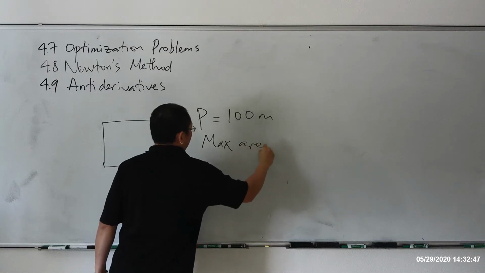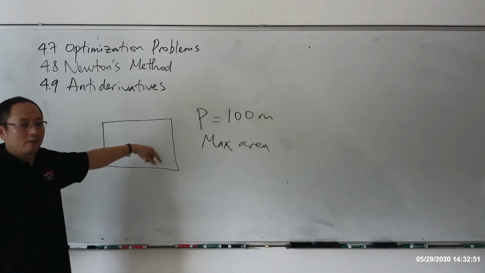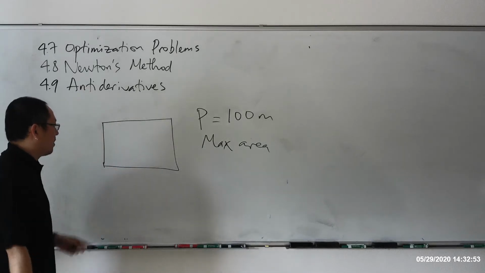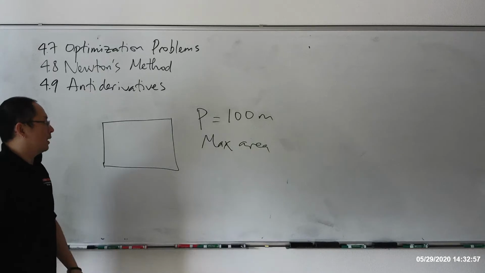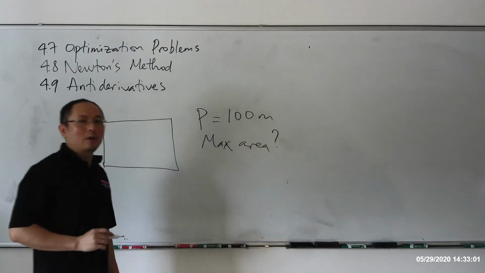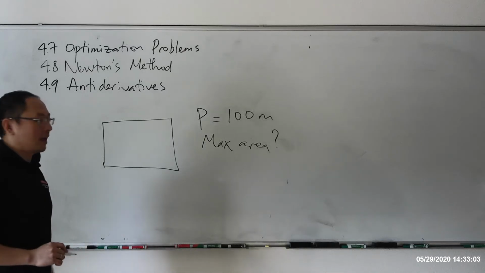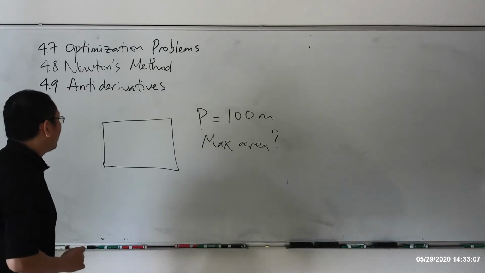Max area. Of course, his farm is much bigger, but he has 100 meters of fencing. It's one portion of his farm, and he wants to get the maximum area out of 100 meters of fencing. Can you help him to find a way of fencing this area so that he got the maximum area? Okay, so we have a problem right here.